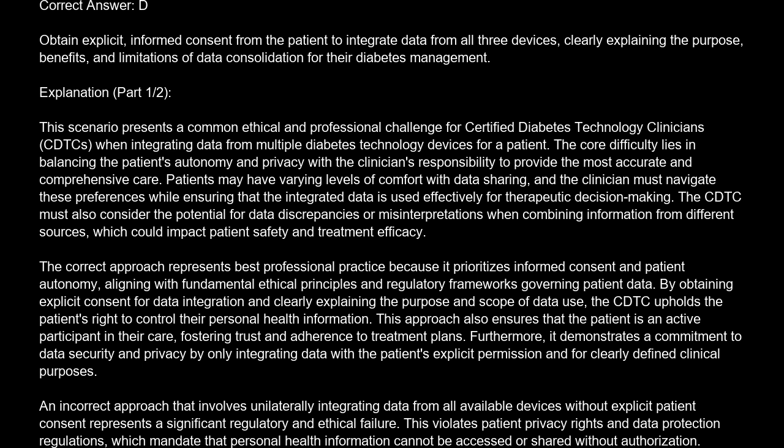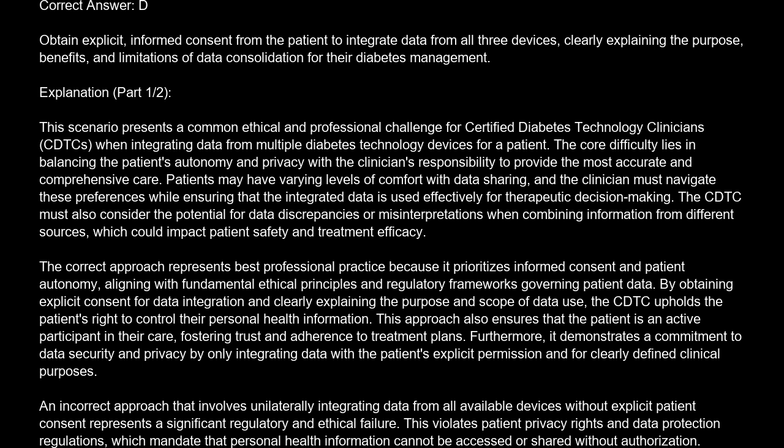professional challenge for certified diabetes technology clinicians, CDTC, when integrating data from multiple diabetes technology devices for a patient. The core difficulty lies in balancing the patient's autonomy and privacy with the clinician's responsibility to provide the most accurate and comprehensive care. Patients may have varying levels of comfort with data sharing, and the clinician must navigate these preferences while ensuring that the integrated data is used effectively for therapeutic decision-making.